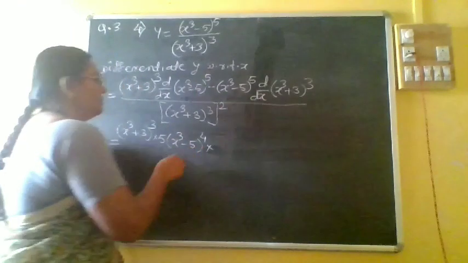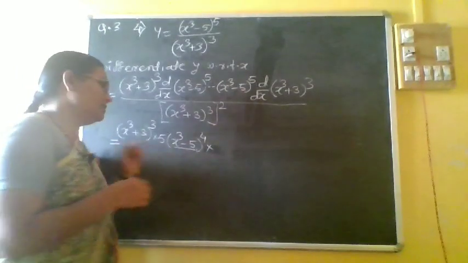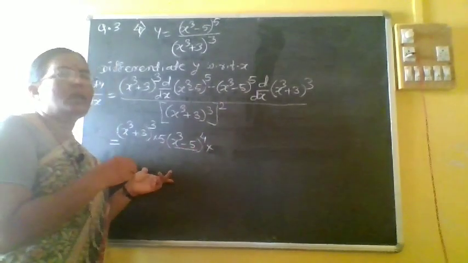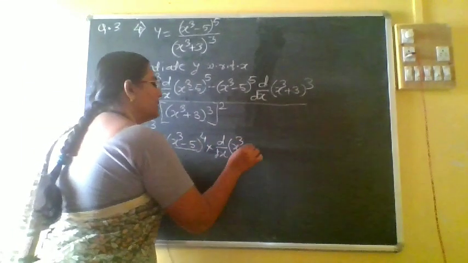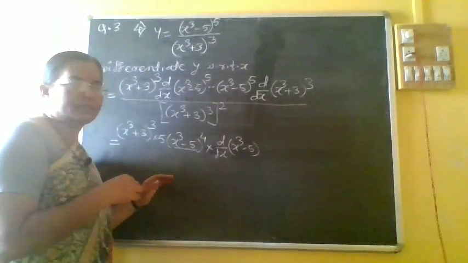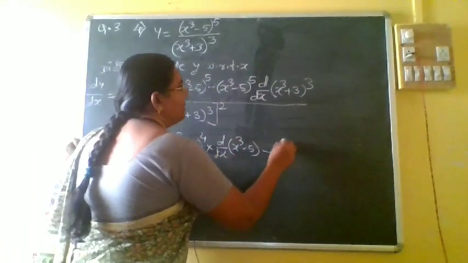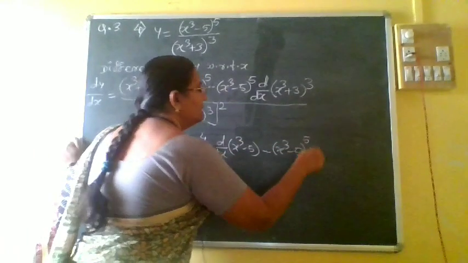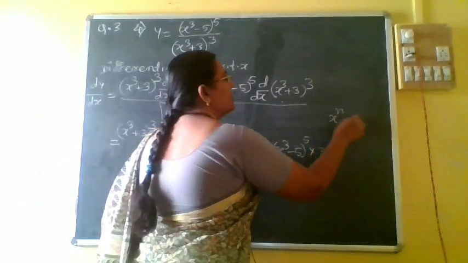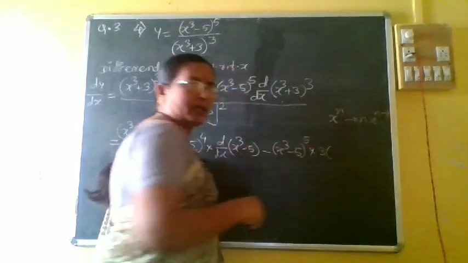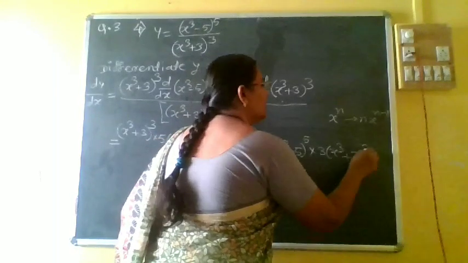into the derivative of the inside function, as it is a composite function. We write d by dx of (x cube minus 5) as it is, and take the derivative in the next step. Minus (x cube minus 5) bracket raised to 5. The derivative of this is 3 into, by using the x raised to n formula, n into x raised to n minus 1, therefore it becomes 3 into (x cube plus 3) bracket square.